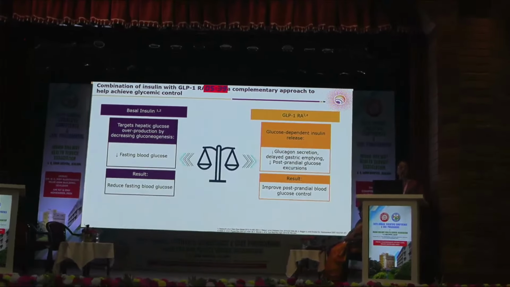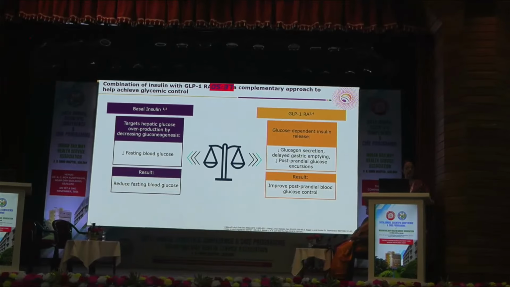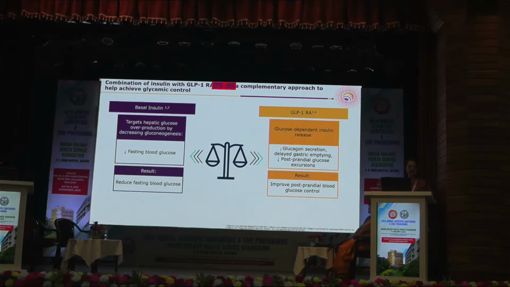Now, as I already mentioned, basal insulin reduces the fasting sugar. The reason behind that is reducing the gluconeogenesis, the hepatic gluconeogenesis. On the other hand, GLP-1 receptor agonist has an effect on glucagon secretion, also delays gastric emptying, and thus reduces the postprandial excursion. So one affects the fasting, the other the PP.